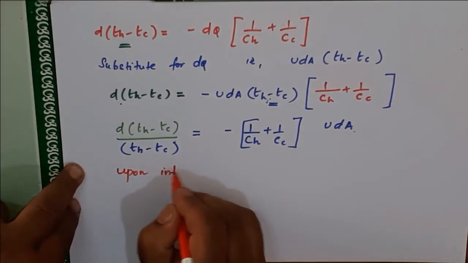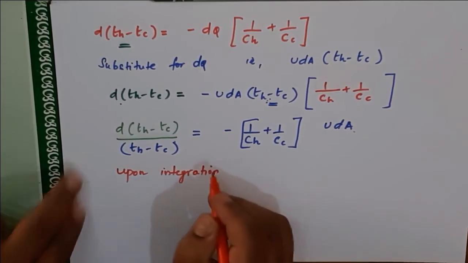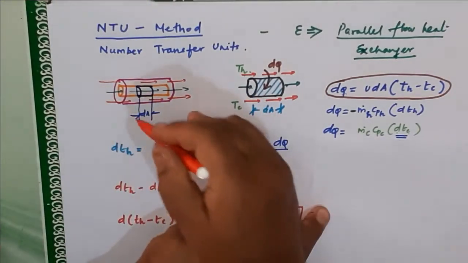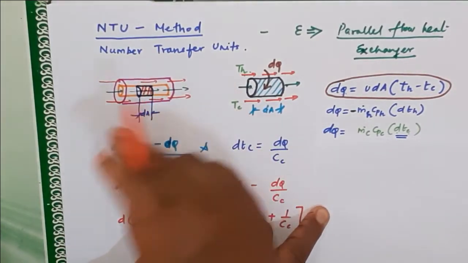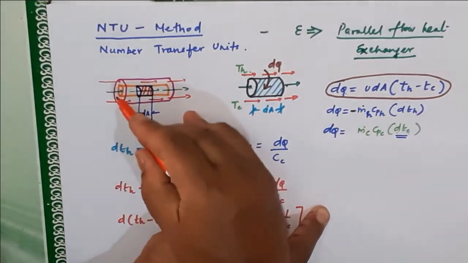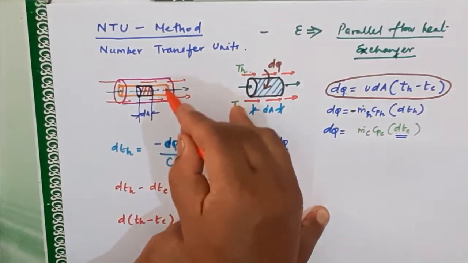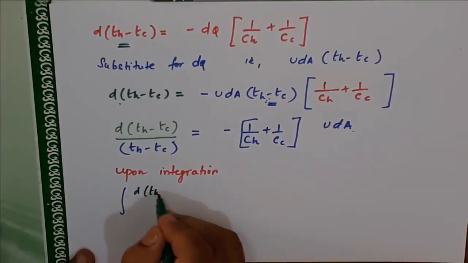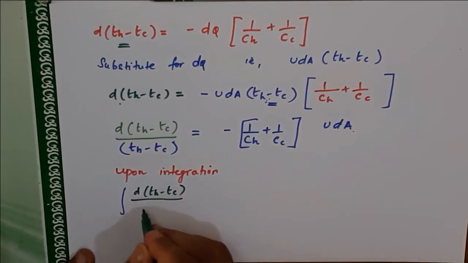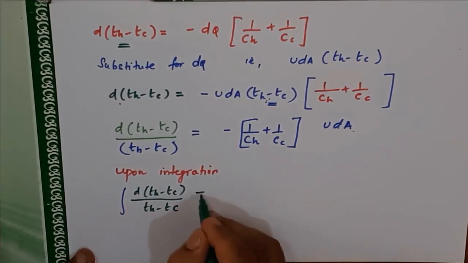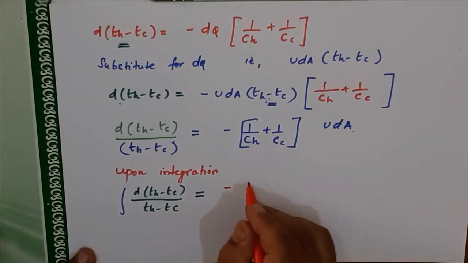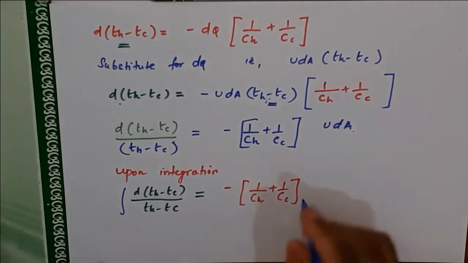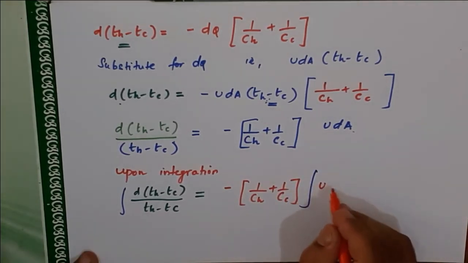Upon integration. Why? We have done it only for a small area. Right? See, you have done it only for a small area, this area. Now we have to do it for the entire length, from here to here. The entire area you have to do it. So in that case, integration of d(TH minus TC) whole divided by (TH minus TC) is equal to minus (1 by CH plus 1 by CC) integration of U dA.